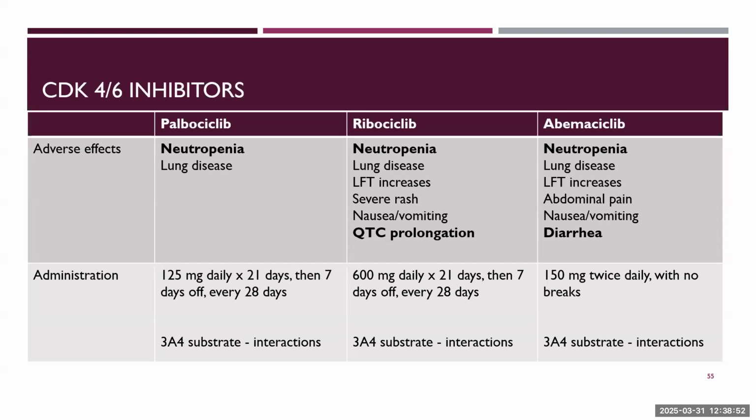As far as administration, it is a little bit different as well. For palbociclib, they take 1 tablet, 125 milligrams daily for 21 days, and then they have 7 days off. This is in a 28-day cycle. So they'll take it consistently every single day for 3 weeks, and then they have a 7-day break, and then they will resume it after those 7 days off. And this is really due to the neutropenia.